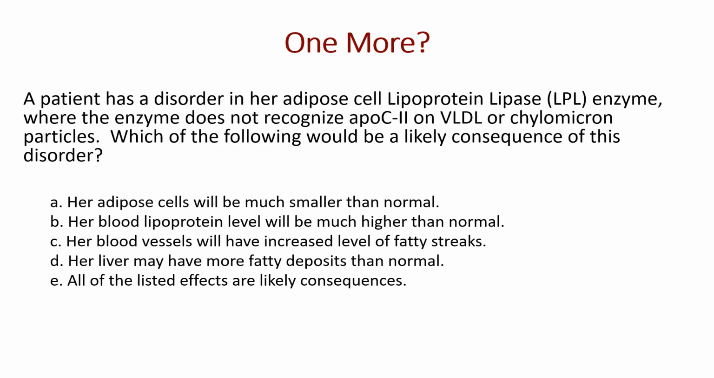How about one more? Here's a patient with a disorder in her adipose lipoprotein lipase enzyme, where the enzyme does not recognize ApoC2 on the surface of these VLDL particles or chylomicrons. Which of the following would be a likely consequence of this disorder? So you have to read all of the answer choices to figure out which of the consequences would be correct. But the first thing you want to do is you say, what's the function of ApoC2 on the surface, and what would happen if that ApoC2 doesn't work properly?